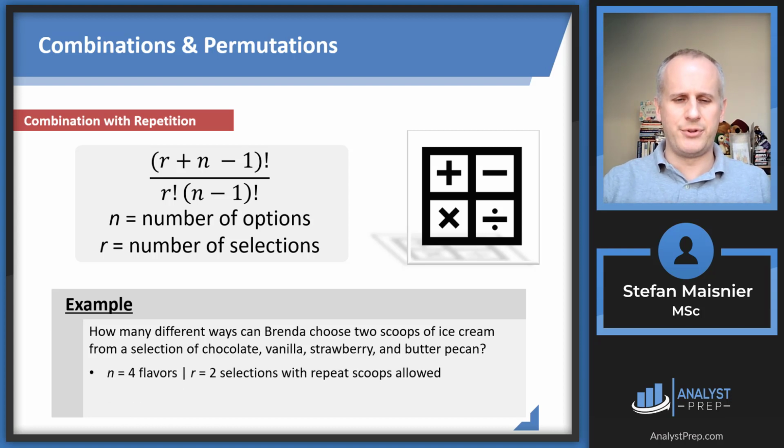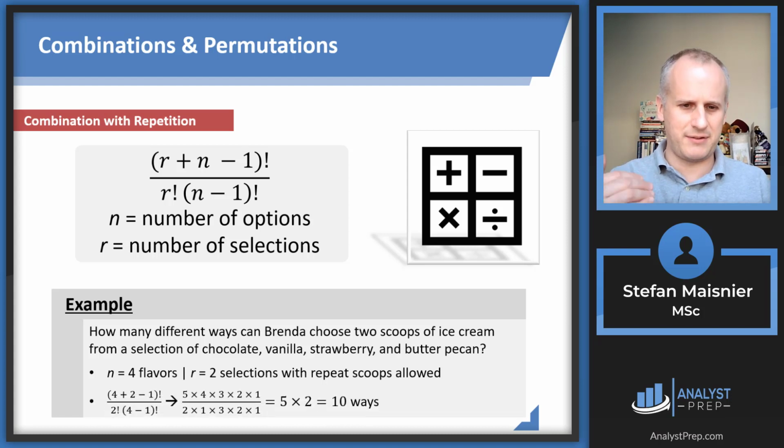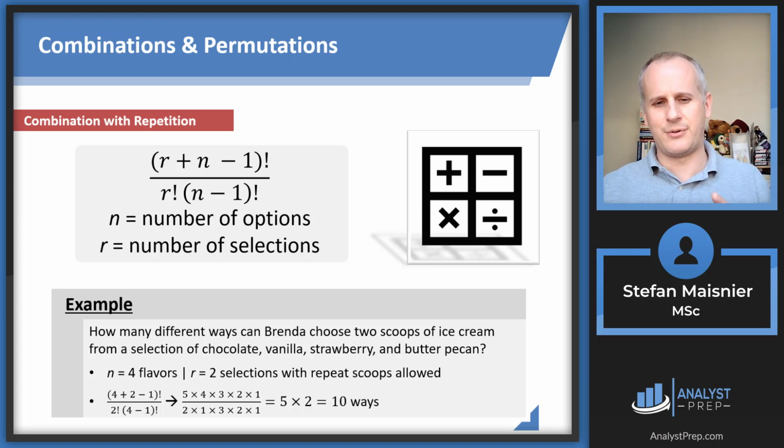So n is equal to the number of options, which is the 4 flavors, and r is going to be the 2 selections where repeat scoops are allowed. So then we just have to find the quantity up top first. So r plus n minus 1 is going to be 6 minus 1 factorial. So that's going to be 5 factorial all over 2 factorial, because we're selecting 2 scoops, times n minus 1 factorial, which is the quantity after the r. And so n minus 1, since we have 4 flavors, is 3.